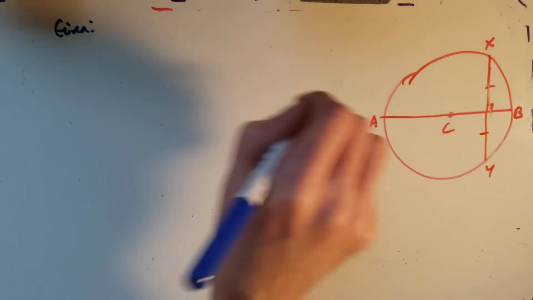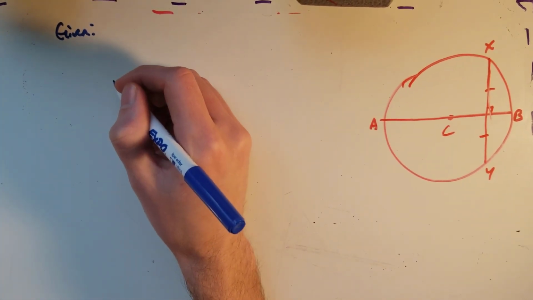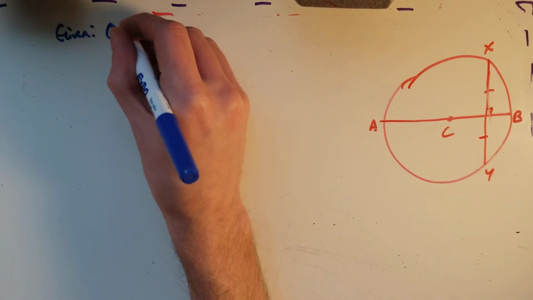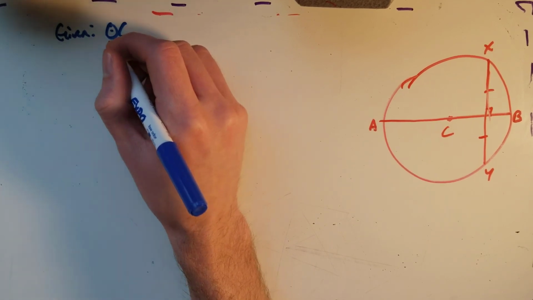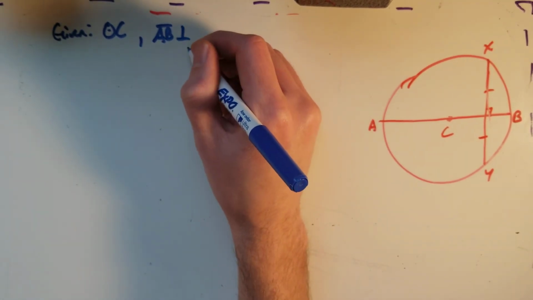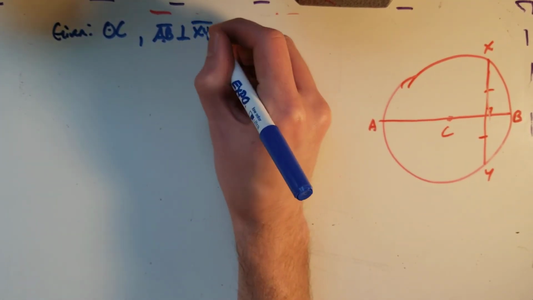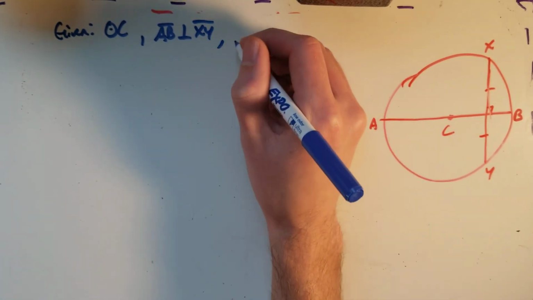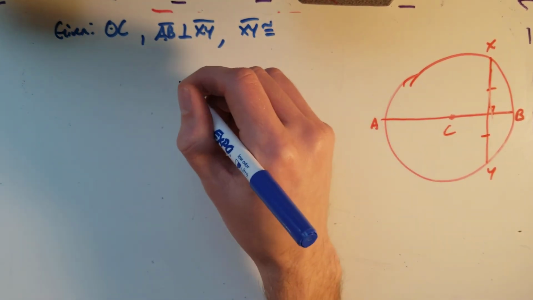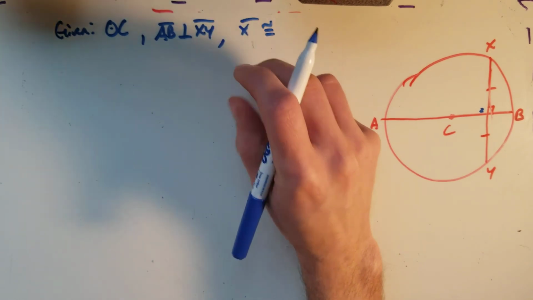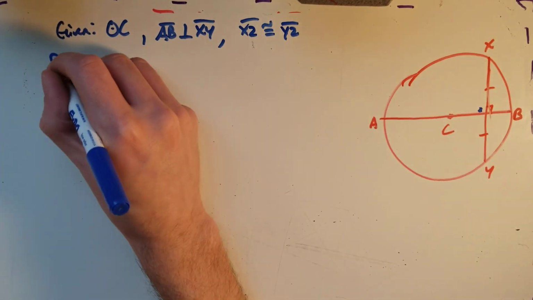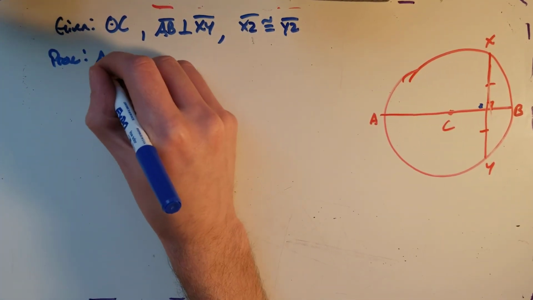So given a little information, we have circle C. We are given that AB is perpendicular to XY, and we also know that XZ, put a Z here, XZ is congruent to YZ. We want to prove that AB is the diameter.